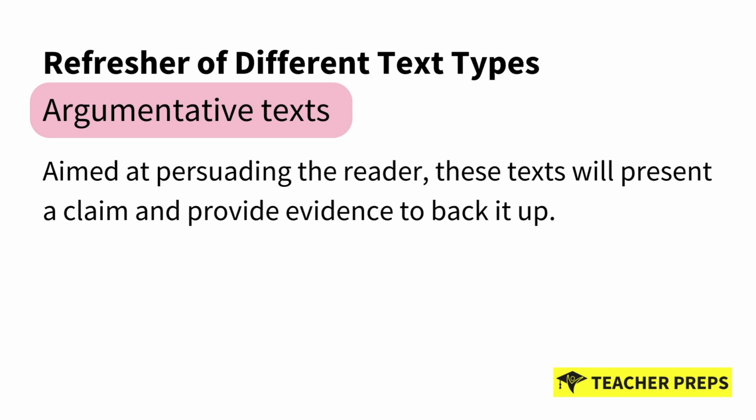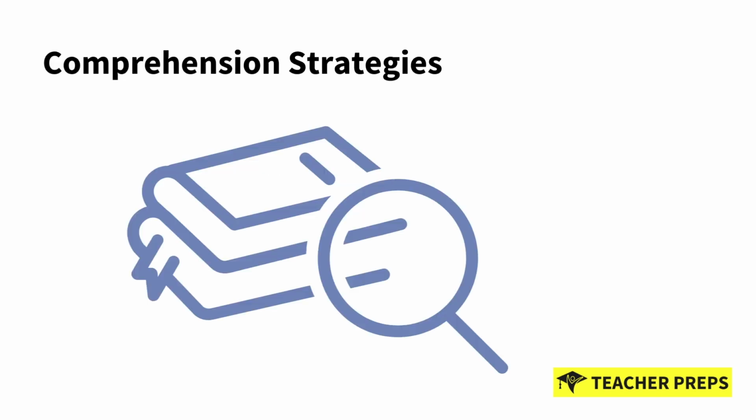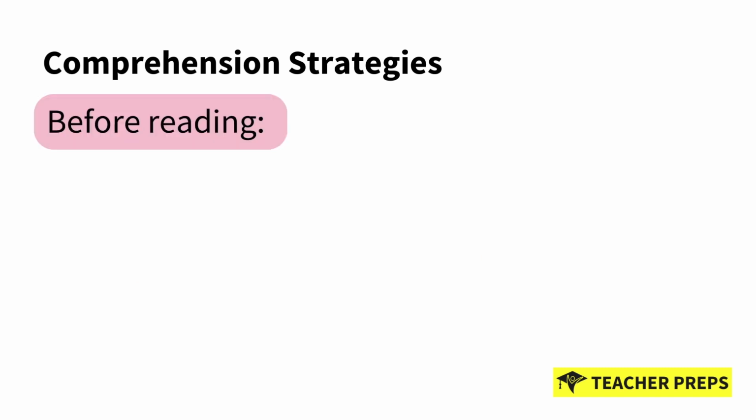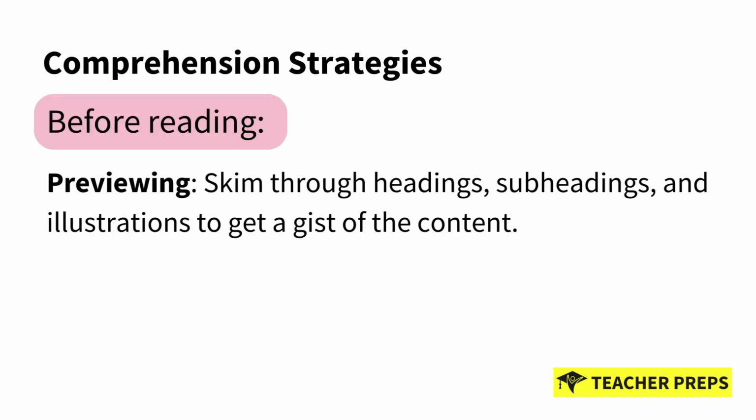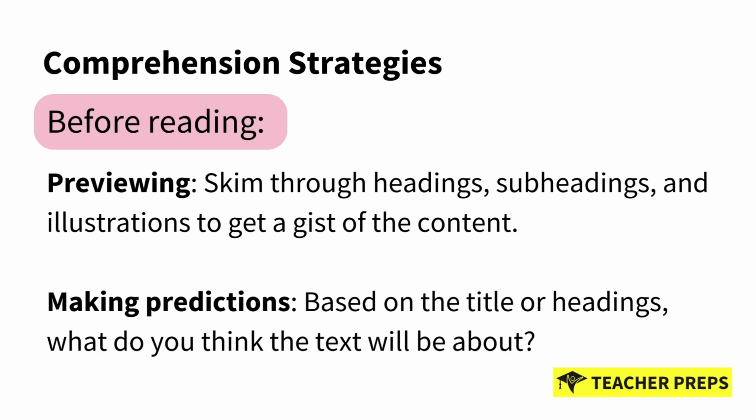Now, let's discuss how to teach our students strategies that facilitate comprehension of these different text types. These strategies will work for all 3 text types, which are great for remembering these on your exam. Before reading strategies include previewing, where students skim through headings, subheadings, and look at illustrations to get a gist of what they think the content might be. Also, there is making predictions. Based on the title or headings, what do students think that the text is going to be about?